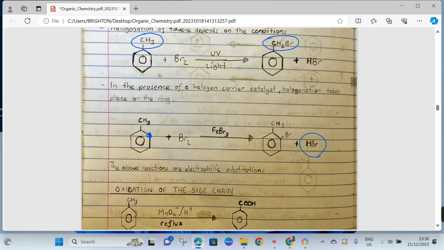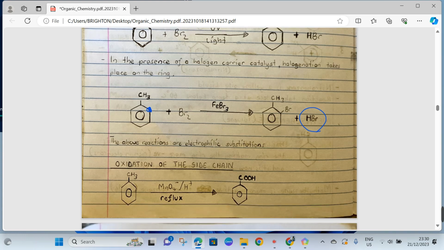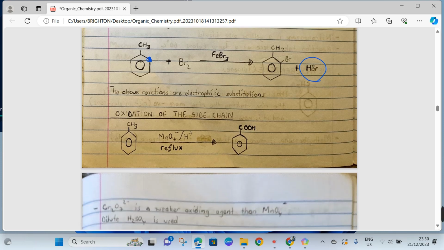I think I will also connect this video to a lecture I did on the naming part there. Okay, now these reactions are examples of electrophilic substitution reactions. Now there's this reaction which is called the oxidation of the side chain.